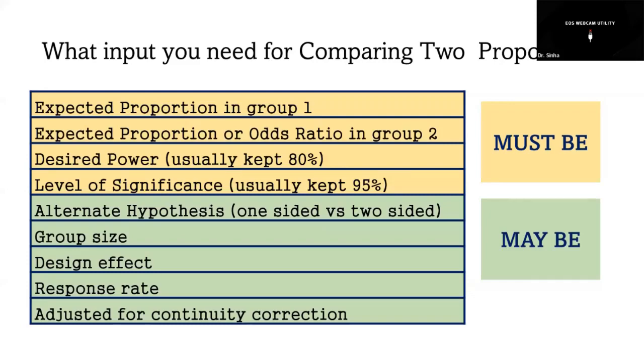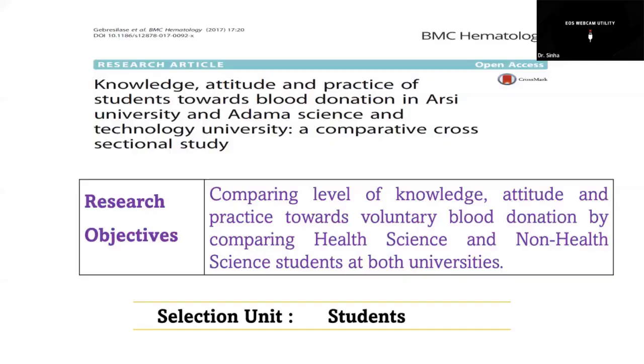So now we will see an example. This is one example where you have to compare the knowledge, attitude, and practice towards voluntary blood donation, comparing the health science and non-health science students. They have taken two universities, but the selection unit was student, and that's why they are comparing. The two groups are the non-health and the health sciences.